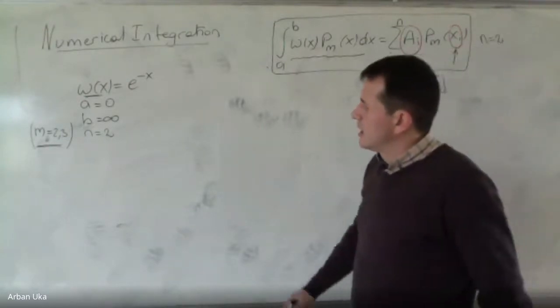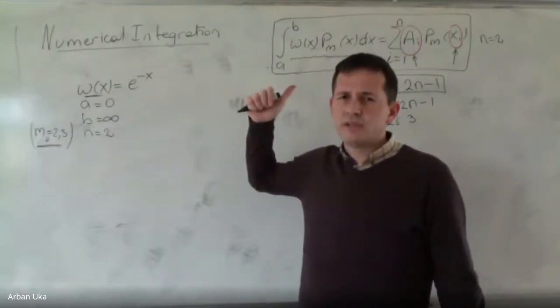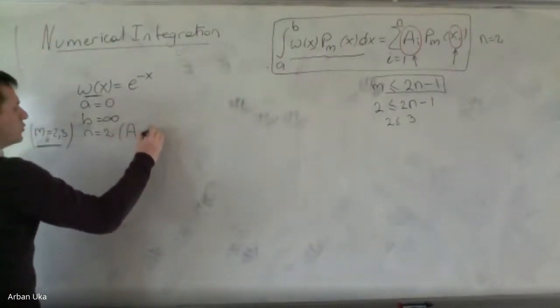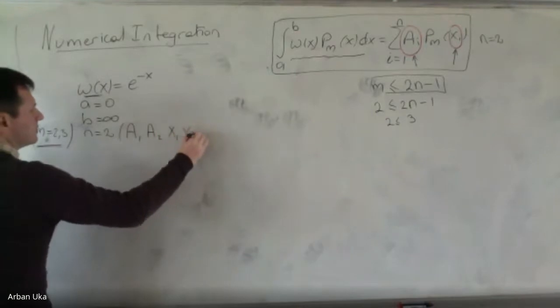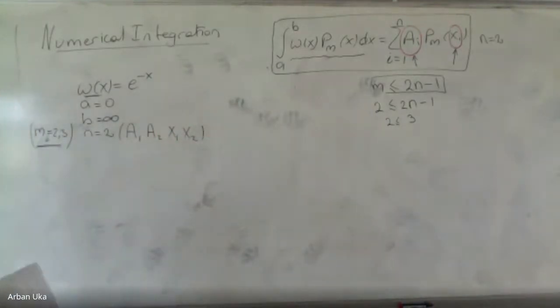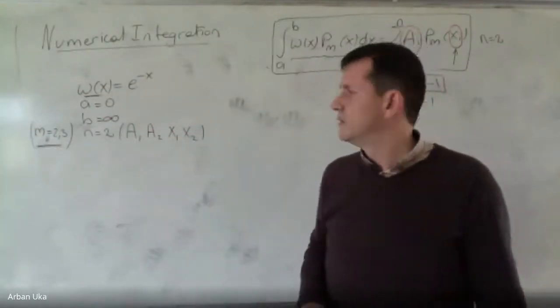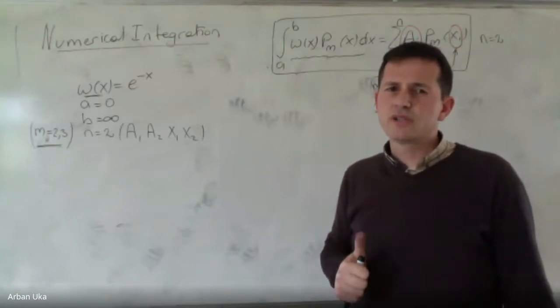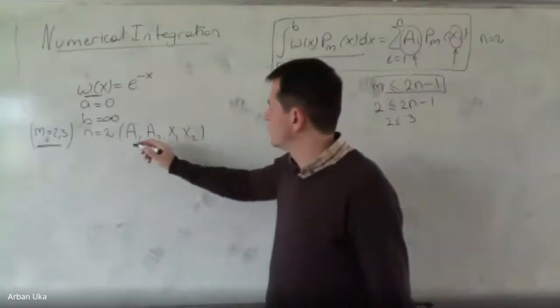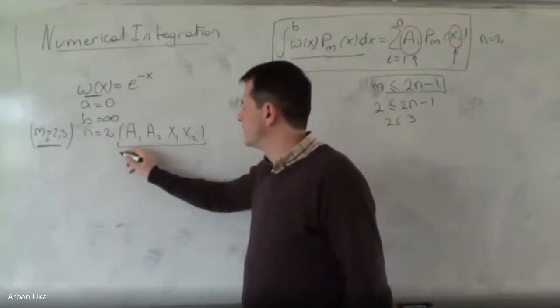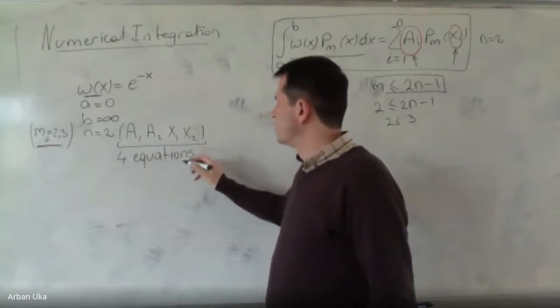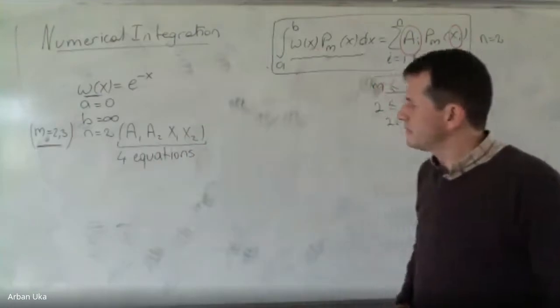So in this case, n is 2. How many unknowns do we have here? We have 4 unknowns, okay? Because the unknowns are a1, a2, and x1, x2. And we know now what they are because we read them from the table. Good. So if we have 4 unknowns, how many equations do we need? 4 equations. Exactly. So we have to find a way to figure out 4 equations that are linearly independent. And using those, we have to find these expressions, right? So we need 4 equations.